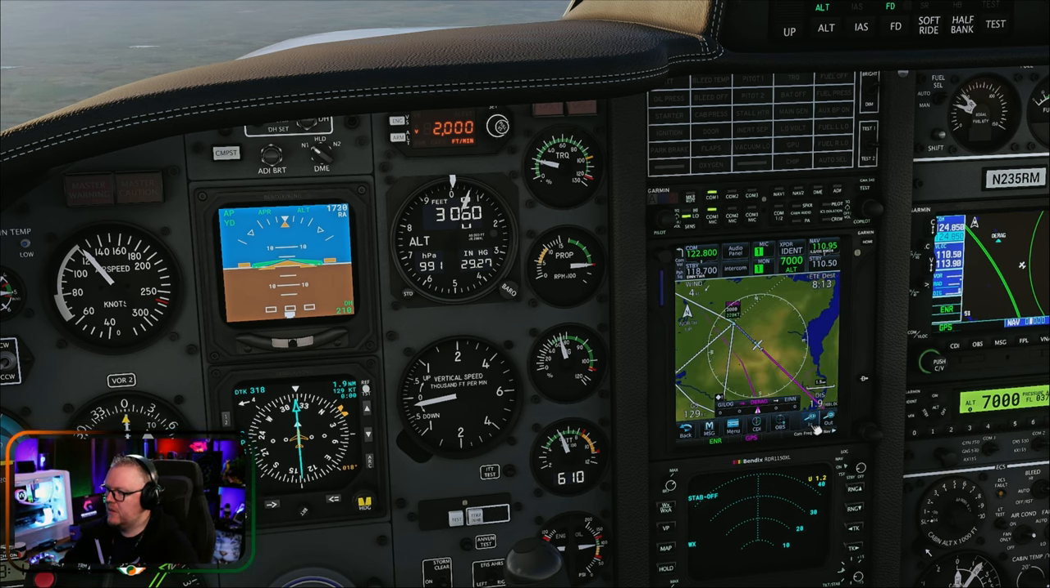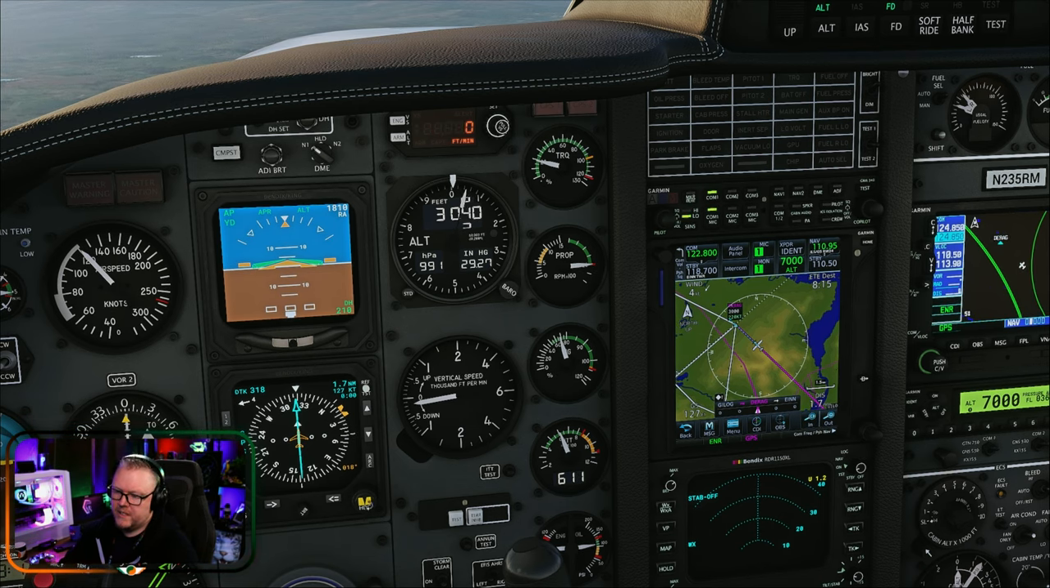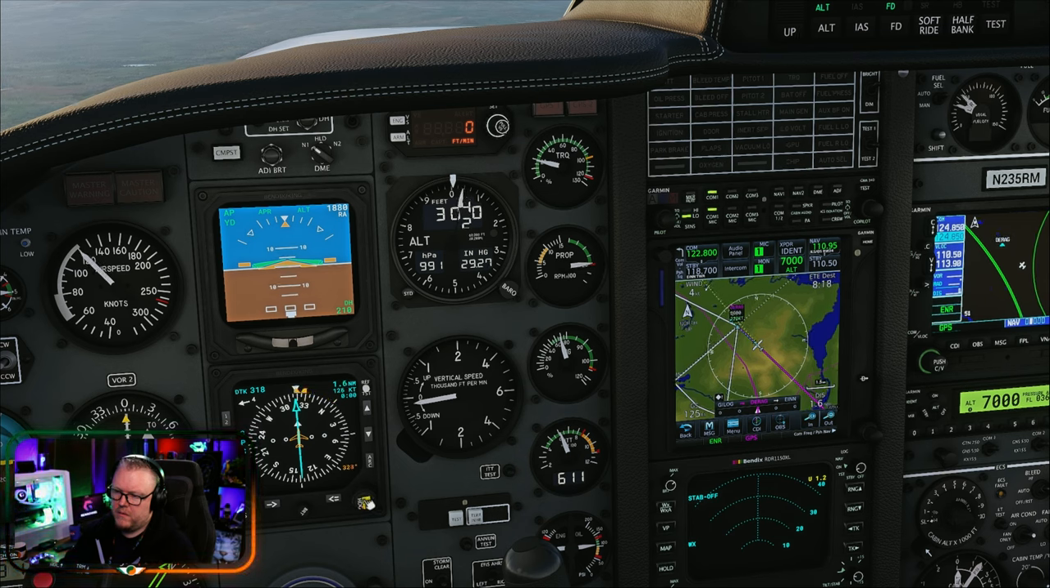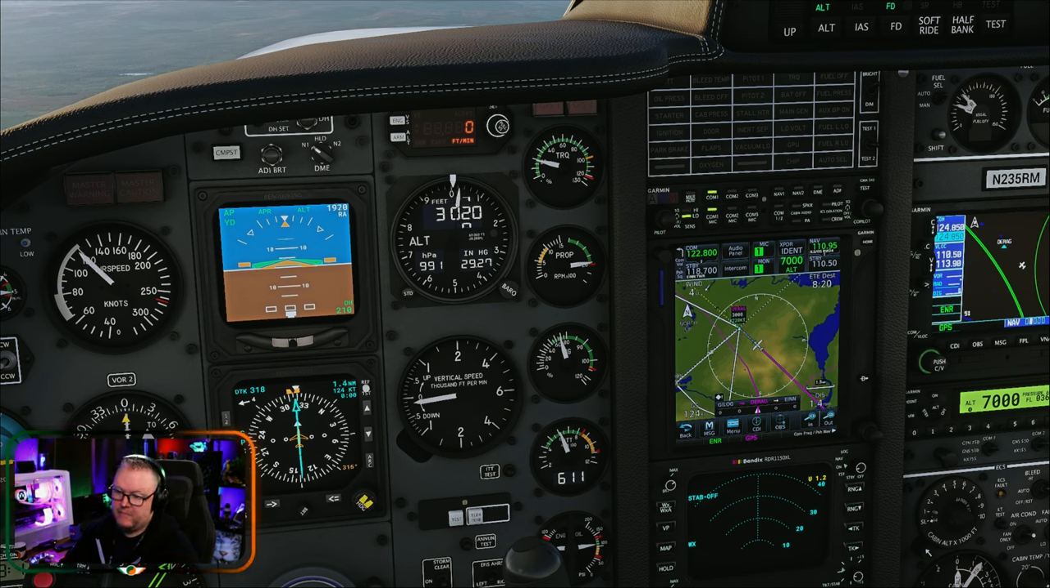And now let's have a look. So we're waiting for capture on our localizer. We're still on GPS mode. We can keep it on GPS mode, or we can absolutely go to nav mode. Let's just see if she'll capture.